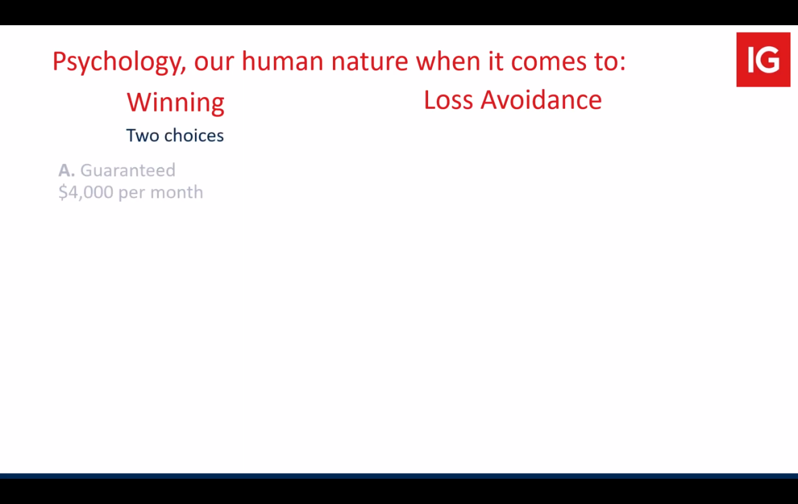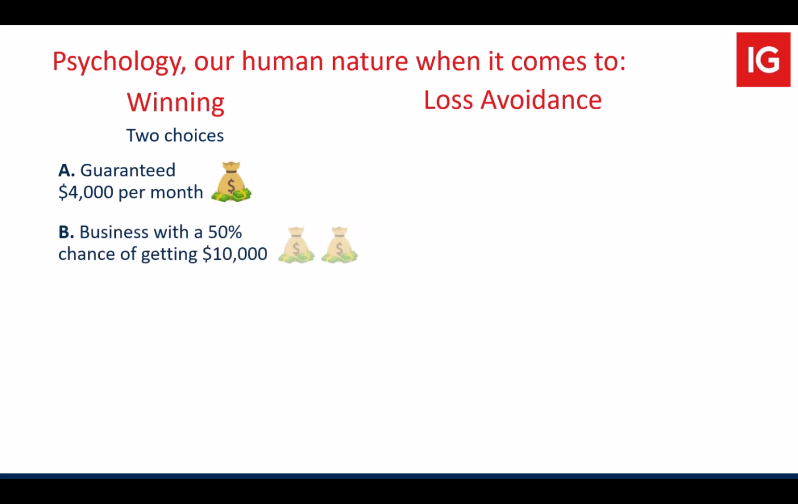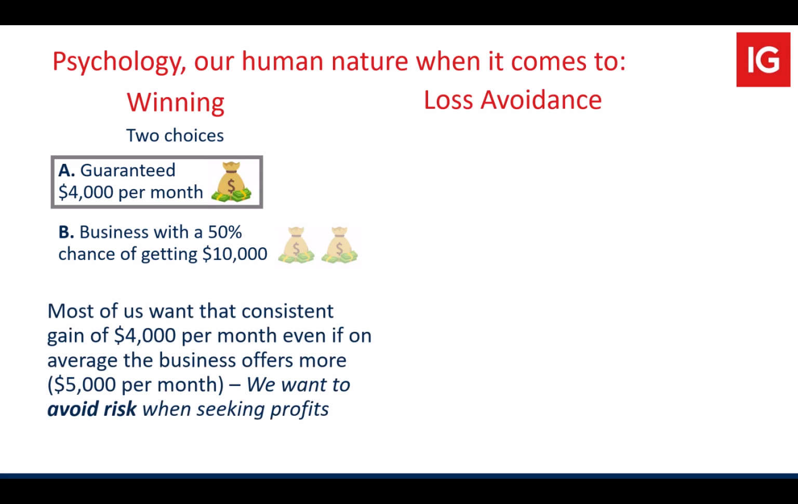You've got two choices in this case. One, a guaranteed income, $4,000 per month. Two, a business with a 50% chance of getting $10,000 a month. Now, think about that for a second. A lot of times, although choice B offers more, we have a tendency to take choice A. So most of us want that consistent gain of $4,000 a month, even if on average the business is offering more. And why is that? We want to avoid risk when seeking profit.